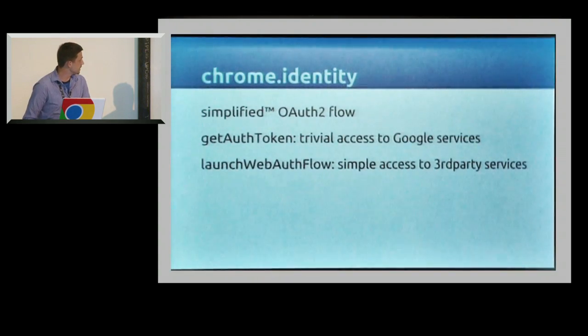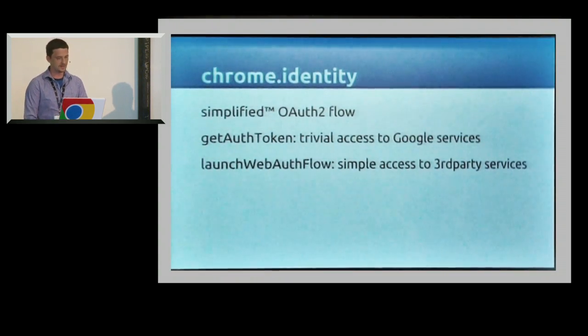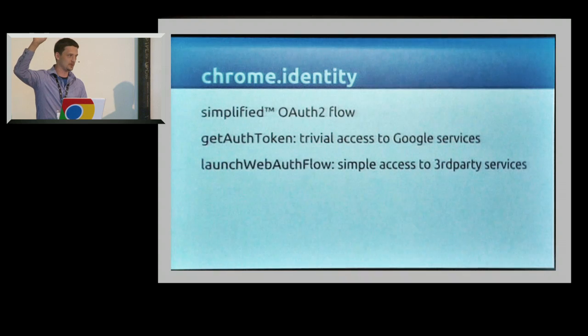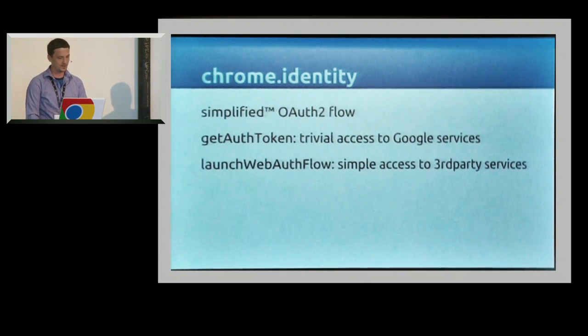Chrome Identity is an OAuth 2 flow that makes you not have to write all that code yourself. So who really likes rewriting OAuth 2 flows for a single application? I don't see any hands up. We didn't think so. So you can get the auth token, which is a super easy way to get Google auth tokens to Google services, or launch WebAuthFlow for third-party services, say Facebook.